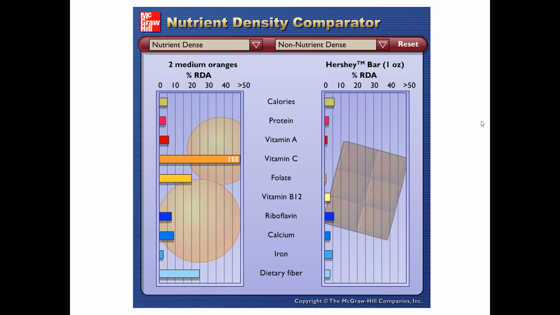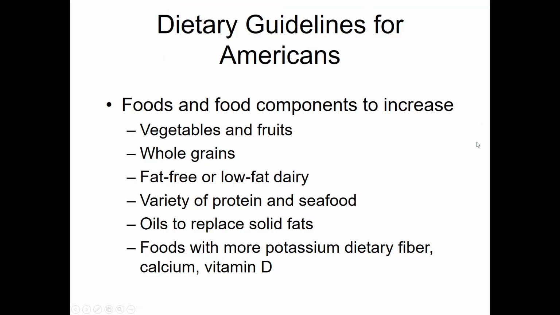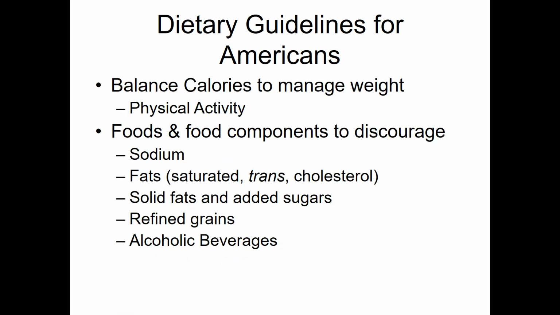It might be challenging to set up your diet looking for nutrient-dense foods, but there's some guidance about how to do that. The dietary guidelines for Americans are set up to encourage our intake of fruits, vegetables, whole grains, some dairy, proteins, oils, and foods rich in fiber and vitamins we tend to lack, vitamin D and calcium. These guidelines also stress the importance of physical activity and discourage the intake of foods we get too much of: sodium, fats, sugars, refined grains, and alcohol.